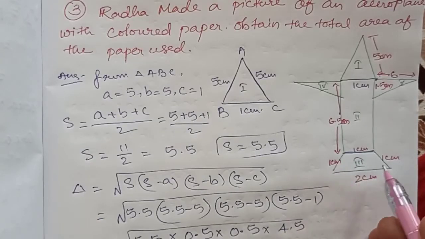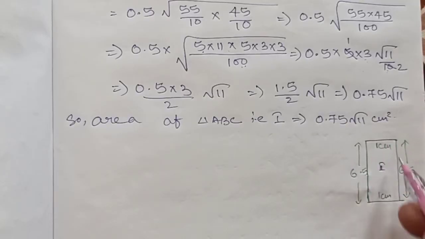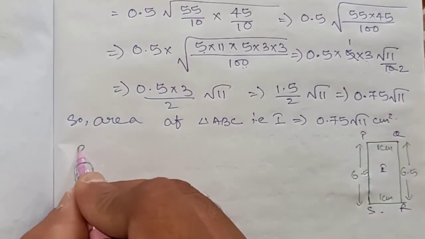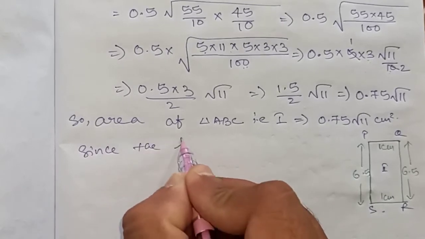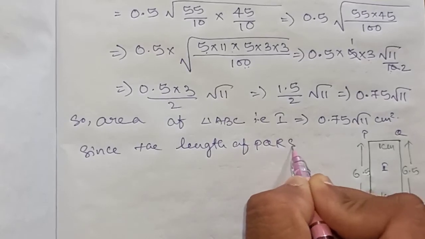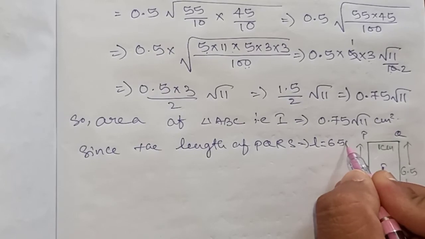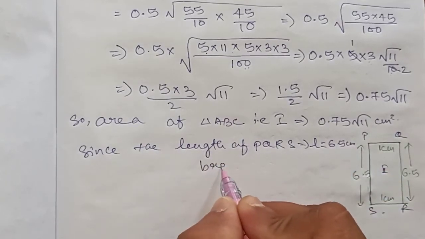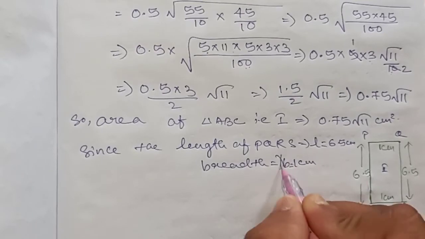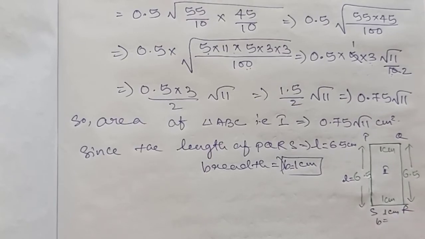Now we will find the area of the second figure. The second figure looks like a rectangle. Okay, the second figure looks like a rectangle, so we will name it as PQRS. Suppose the length of PQRS is L, this is length 6.5 centimeter, and breadth is 1 centimeter, that is B. Okay, so length is 6.5 and breadth is 1 centimeter.